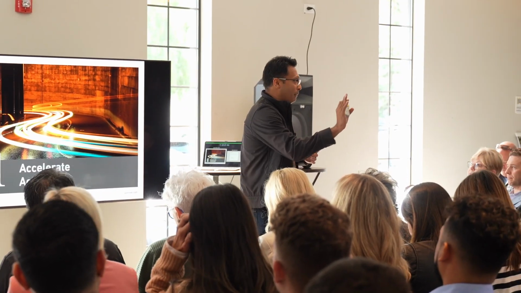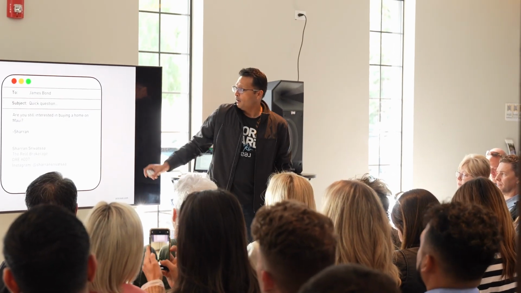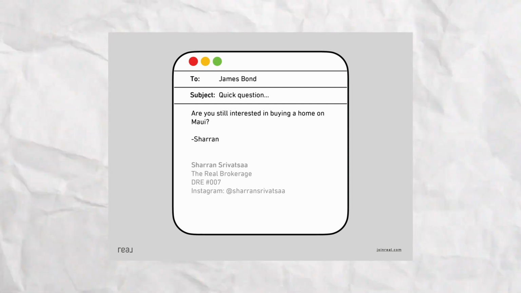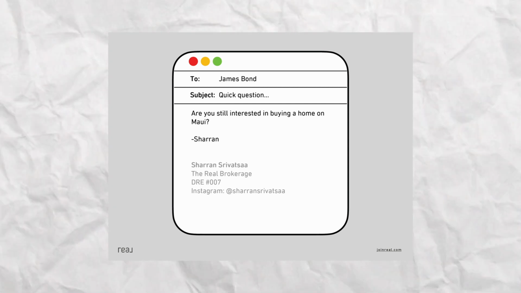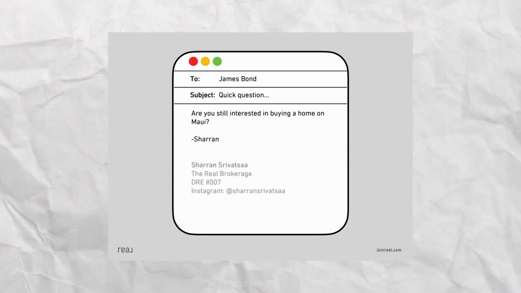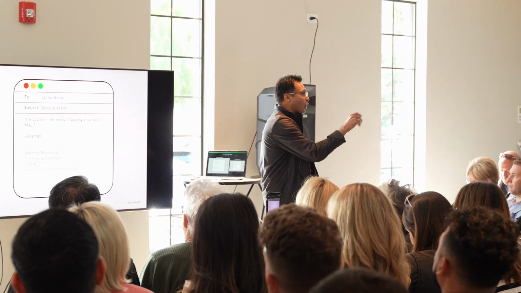You're going to think it's weird, but let me give it to you. It works like gangbusters. It says, quick question, no name, nothing. Quick question, are you still interested in buying a home on Maui? Send. Are you still interested in buying a home on blank?